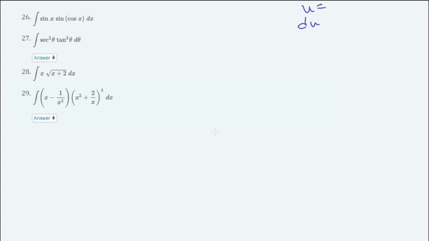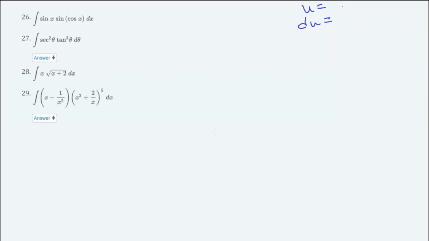So number 26, we have sine x times sine of cosine x. So this is two trig functions here. Since cosine of x is inside of sine, we can't remove the cosine of x, so we want to attempt to remove this sine of x over here. How could we do that? We know that the derivative of cosine of x is negative sine x. That would help us remove the sine of x.